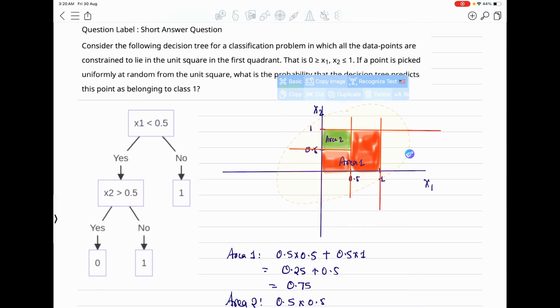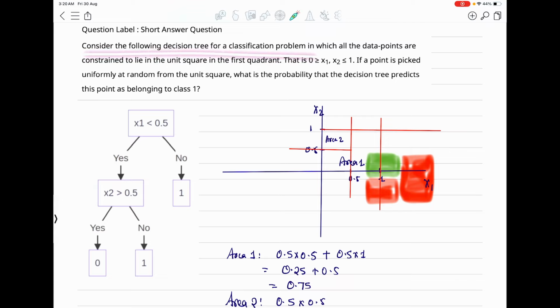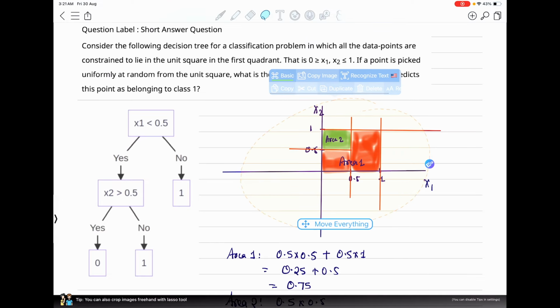Okay, so consider the decision tree. So we have to consider the decision tree. So the decision tree says: if x1 is less than 0.5 is no, then the prediction will be 1. And if it is yes, then we have again a question: is x2 greater than 0.5? If no, it is 1. If yes, then it is 0. So for this, our diagram will look like this.